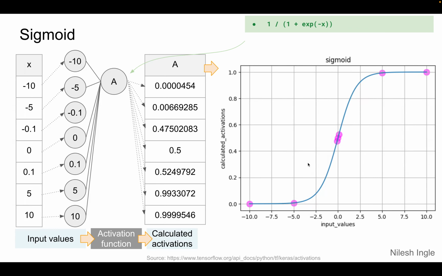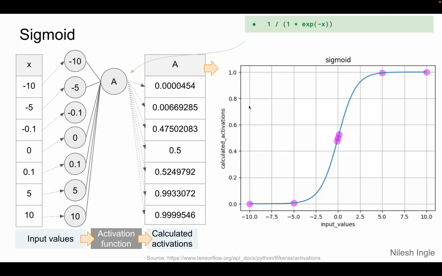And the plot on the right-hand side shows a blue curve. Those are the activation values calculated using a sigmoid function for the input values that go from -10 to +10. And the magenta dots are the values that are calculated and shown on the left-hand side. We see that this is a completely different curve as compared to the previous plots that we have looked at, which are the SELU, ELU, and GELU functions.